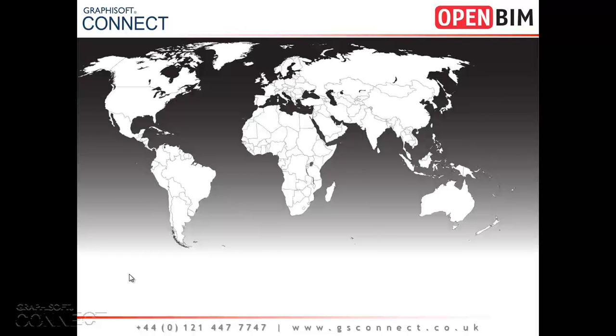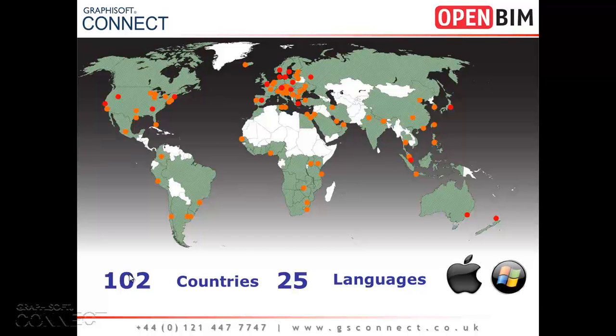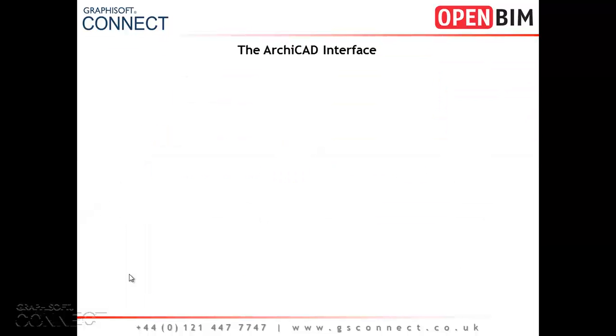In this slide we're going to take a look at the global presence of ArchiCAD. So as a product, it's actually available in 102 countries and 25 different language versions. And in terms of platforms to operate on, you've got a choice of Mac or PC depending on what your preference happens to be. We'll take a quick look at the ArchiCAD interface now.